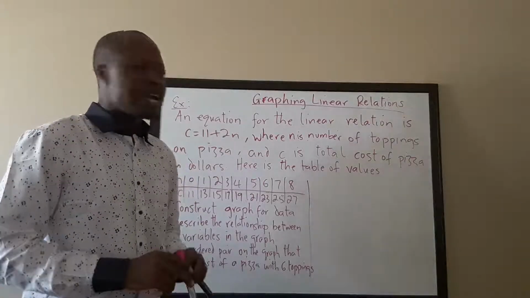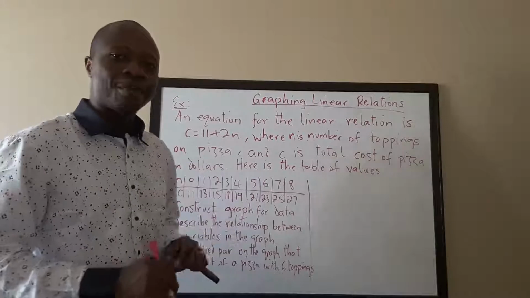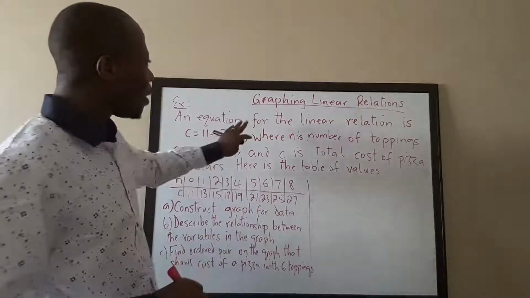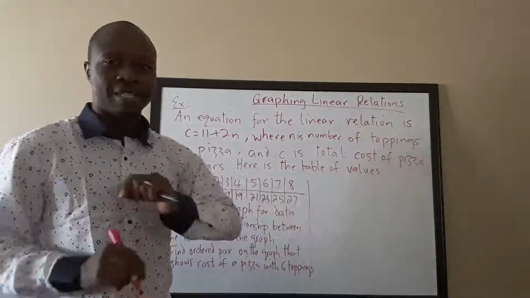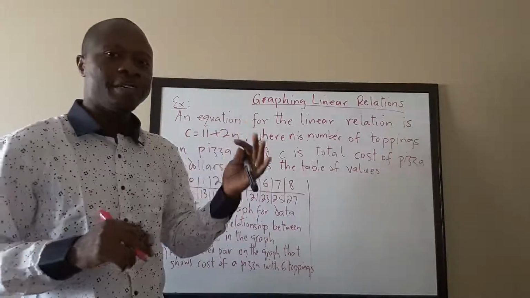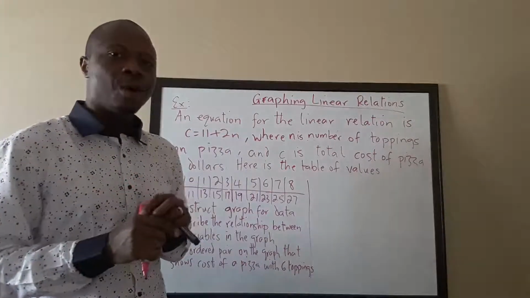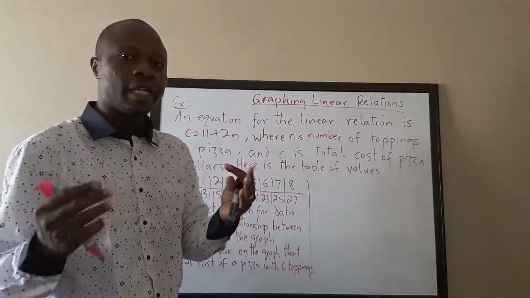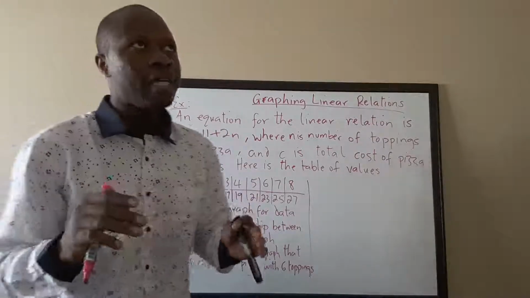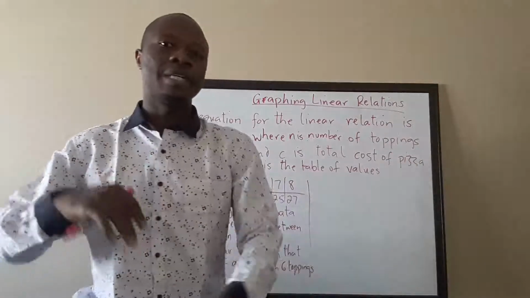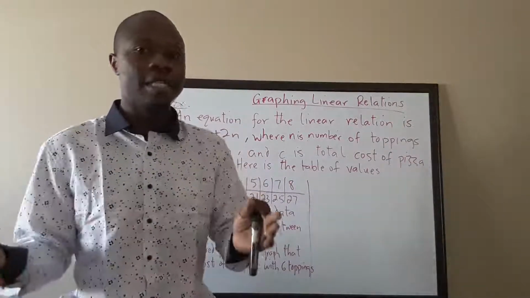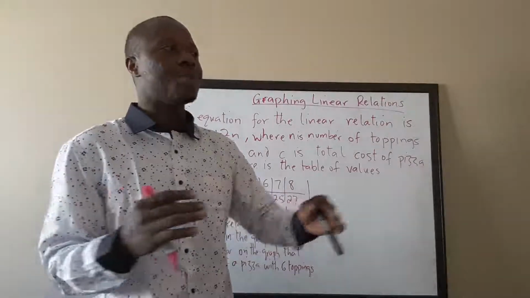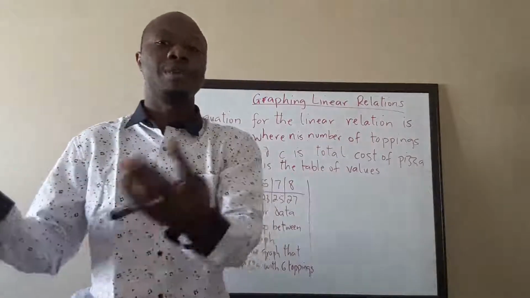All right, we're moving on to another example here. So this is on graphing linear relations. So earlier on we were saying that when we say it's linear, we're saying that as this is increasing, this other one is increasing. So there's consistency. Or as this one is decreasing, this other one is decreasing.